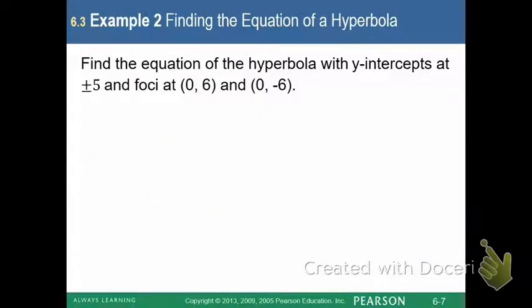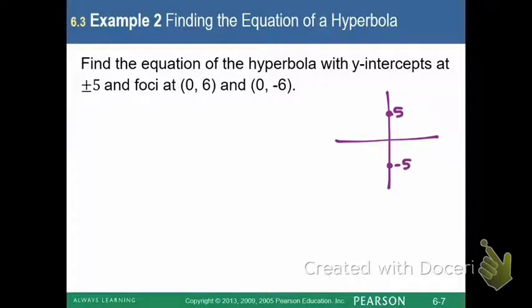Second one is not too bad. It's pretty similar here. Find the equation of the hyperbola that has y-intercepts at plus or minus 5 and foci at (0, 6) and (0, -6). So yeah, it's pretty similar. They tell us that the y-intercepts are at 5 and negative 5. Again, that's just where it crosses the y-axis.